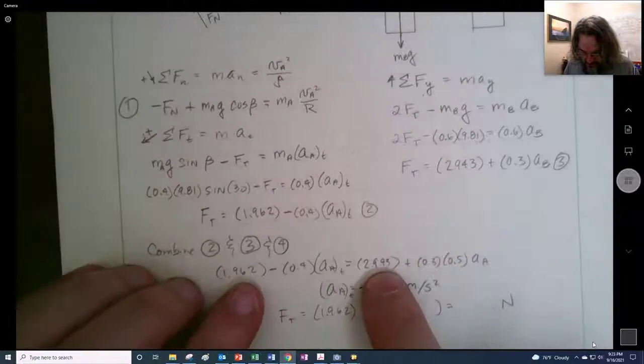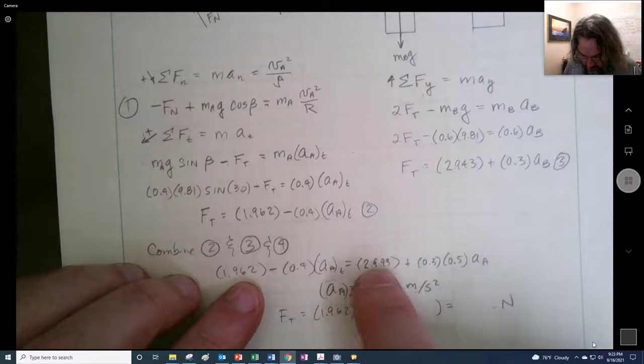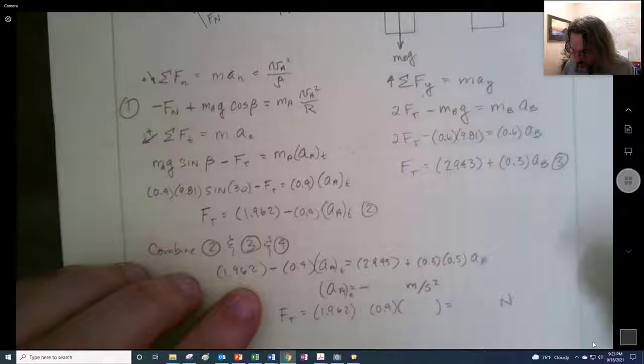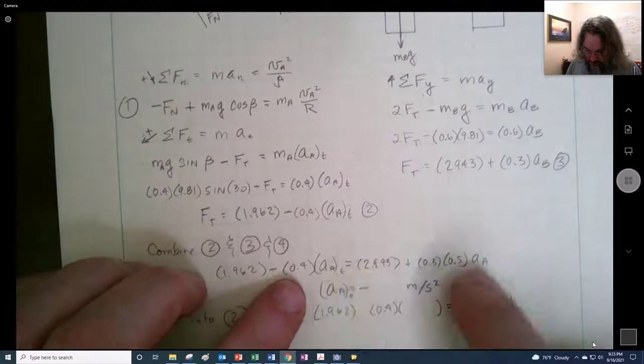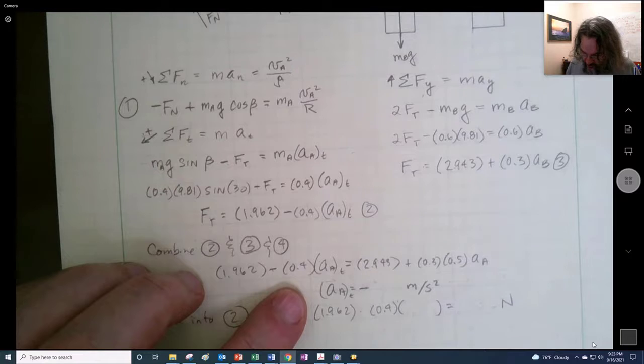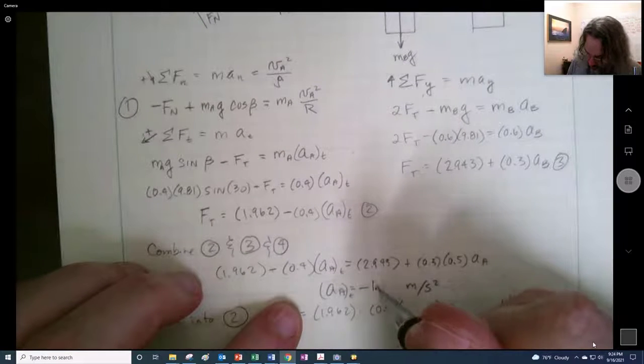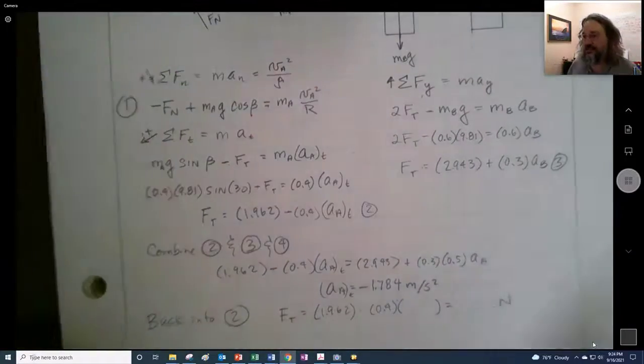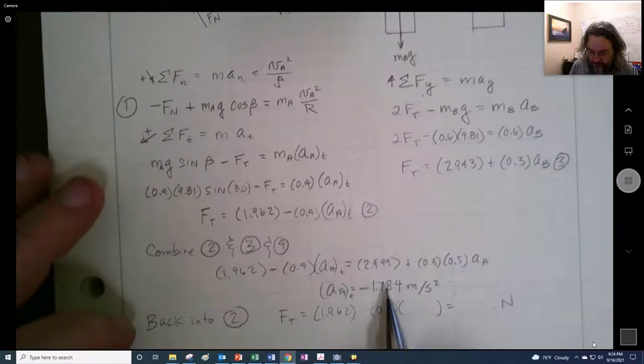So if I take 1.962 and I subtract 2.943 from there, I get a negative 0.981. And then I take this 0.4 over to here, so 0.4 and 0.3 and 0.5 times, and then I add them together. I get 0.55, and then if I divide it, I get a negative 1.784. That's because it's decreasing its speed. It's slowing down at that point.